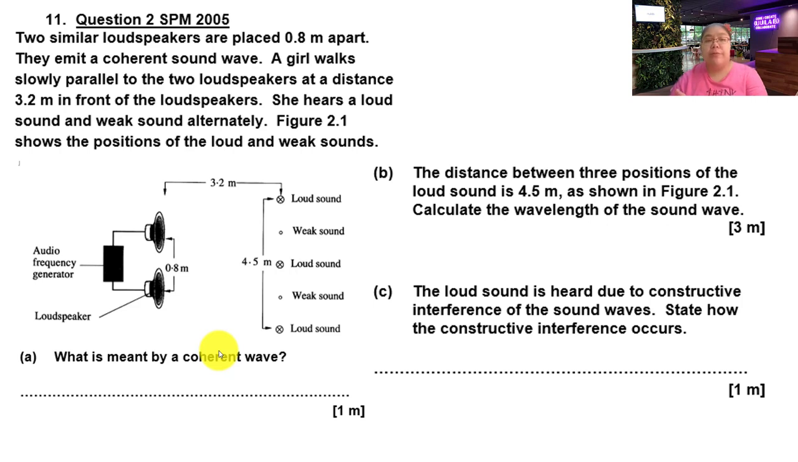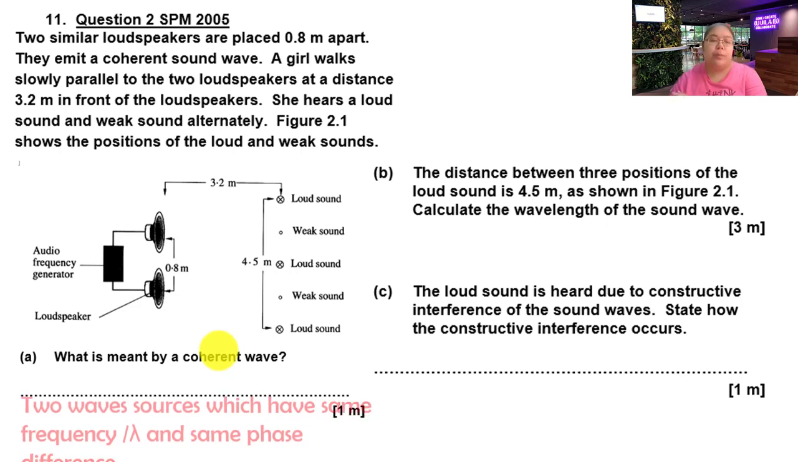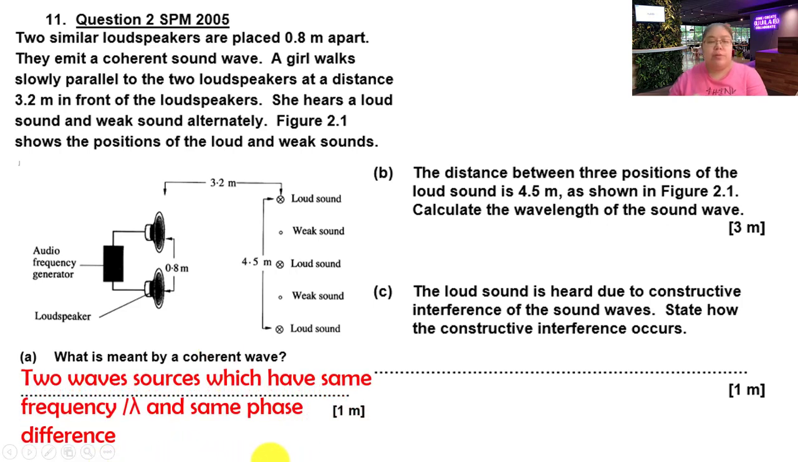Okay, they produce the frequency should be the same, and also the phase must be the same. Two waves which have the same frequency, or you can say same lambda, but the phase is different. The amplitude is the same but the phase is different, you maybe get a crest, maybe get a trough. That one we call same phase different. Okay, the distance between positions for the loud sound is 4.5.